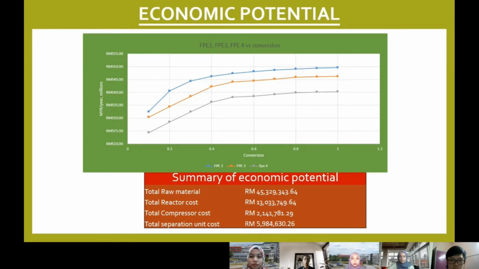For the economic potential, we can see there is a graph for EP2, EP3 and EP4. The cost for raw material is around 45 million, reactor cost 30 million, compressor cost 2 million, and total separation unit cost is around 5 million.